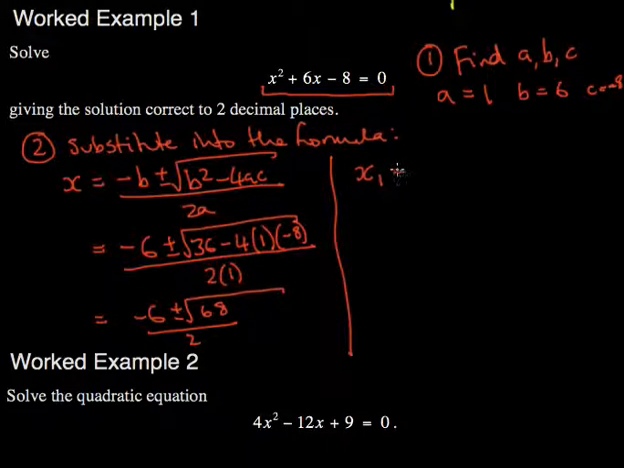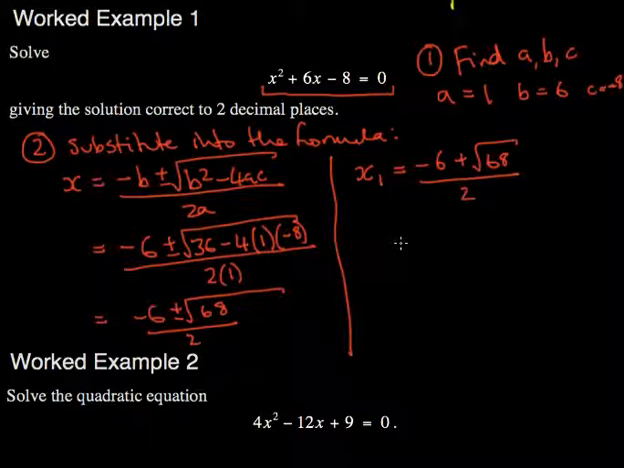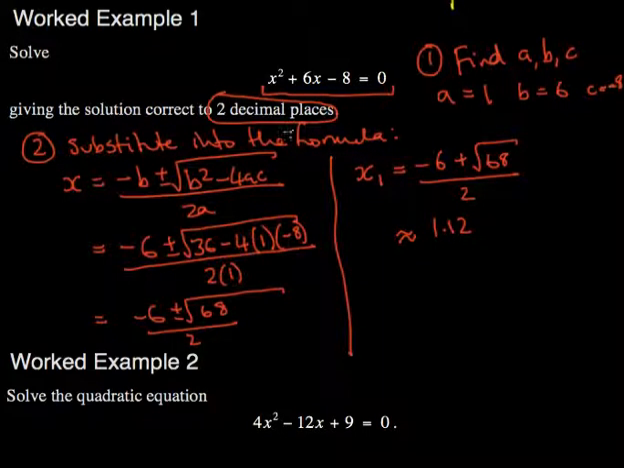So x1 is choosing the plus here. So that's going to be minus 6 plus the square root of 68 all over 2, which is approximately 1.12. Now, you've got to look at the question here. Whenever it says 2 decimal places, that indicates that you're going to use the quadratic formula, and that you need to write here as well 2dp. And this curly equals says that it's approximately equal to this because it's not exact. The number would keep going.